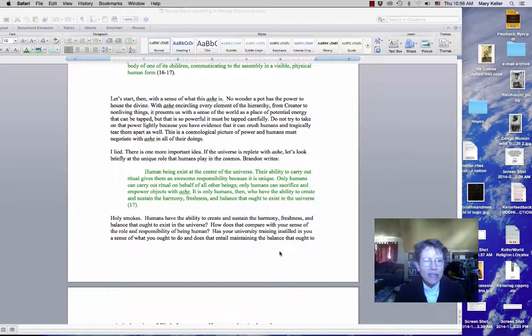The ability to carry out ritual gives them an awesome responsibility, humans, because it is unique. Only humans can carry out ritual on behalf of all other beings. And in the case of the enslaved person, the humans, having been stripped of their responsibilities, of their humanity, of their dignity, the one thing they have left is the technology of ritual to try and create a moral universe in which their place in a moral universe is valuable. Really interesting. Looking forward to it.